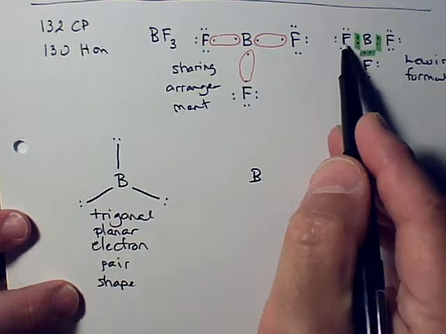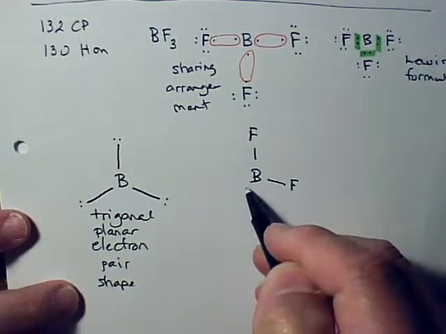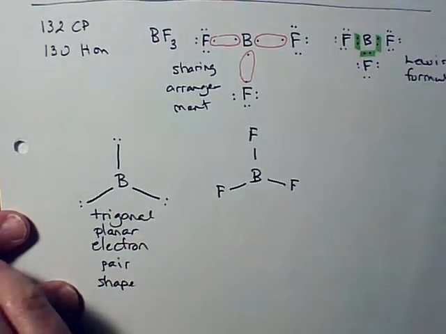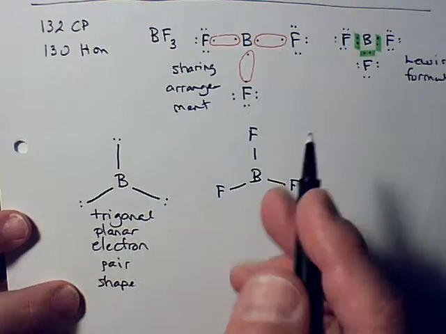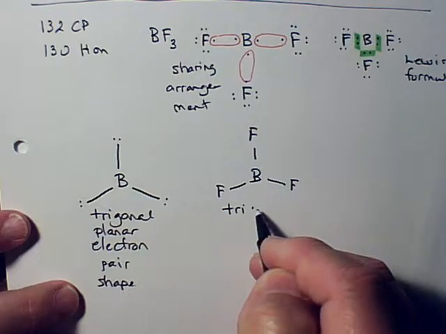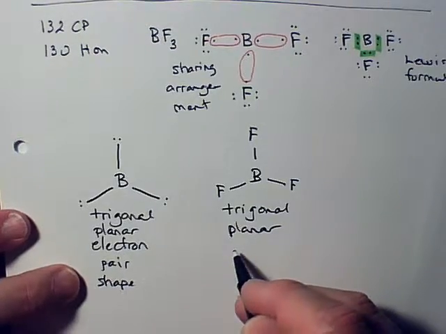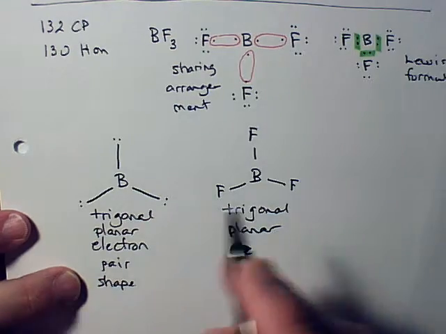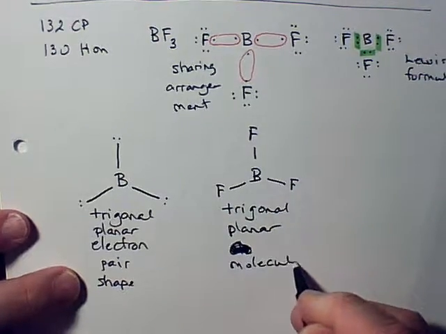So on each of these corners, I'm sharing those electrons with fluorine. I don't put the lone pairs on here. I put the lone pairs on when we're doing a Lewis dot formula. I don't put the lone pairs on there when I'm doing a 3-dimensional shape. So now this is still trigonal planar because the shape really didn't change. And this is not an electron pair shape. We don't have any electron pairs left. So since there's no electron pairs left, this is the molecular shape.